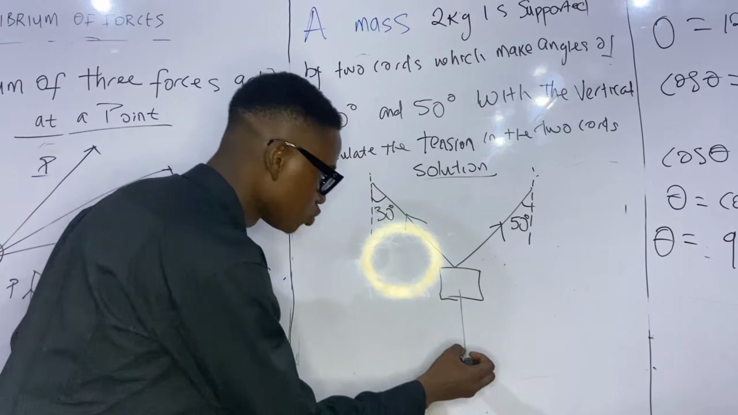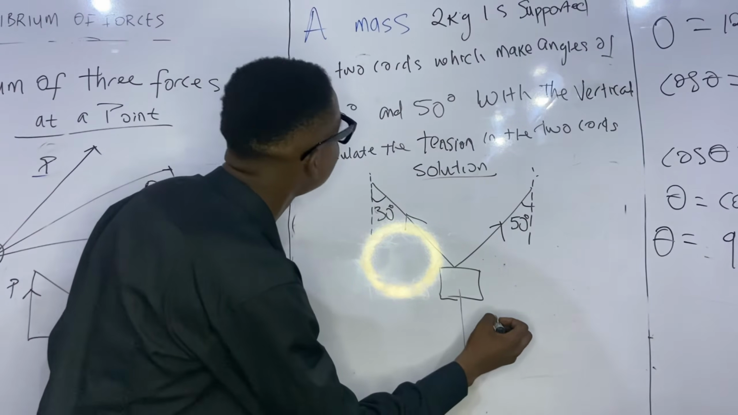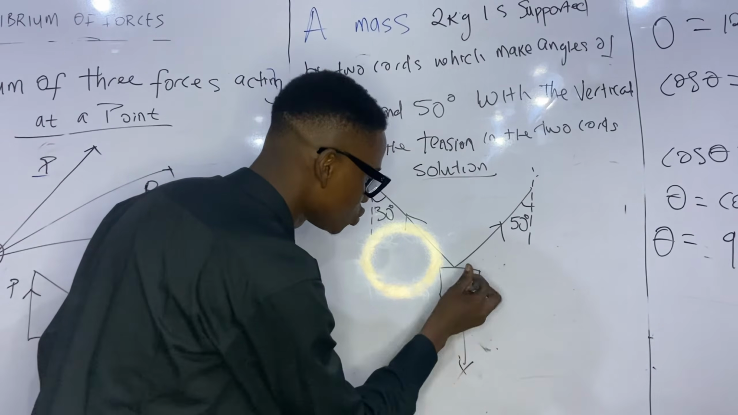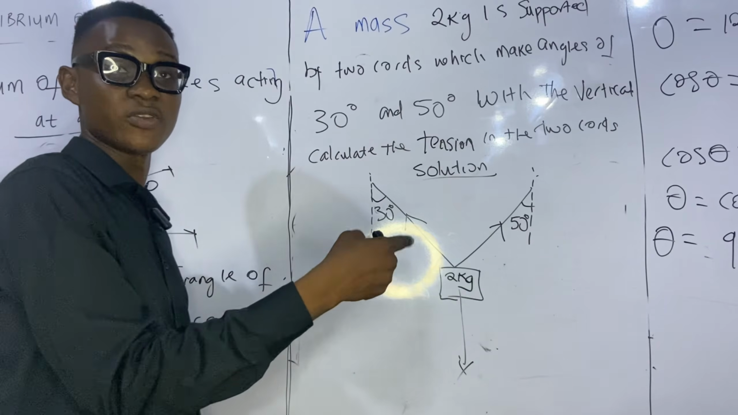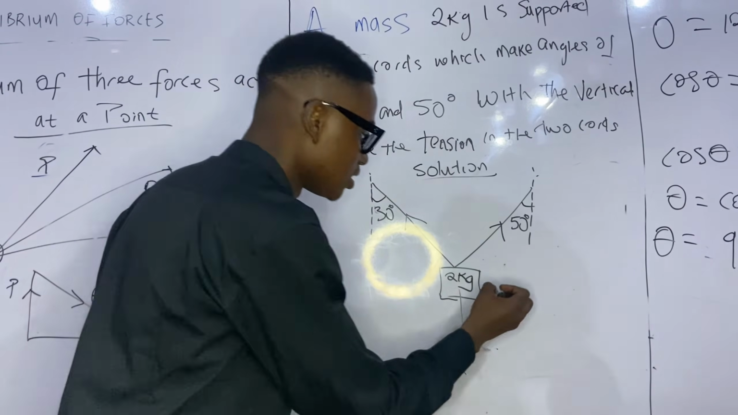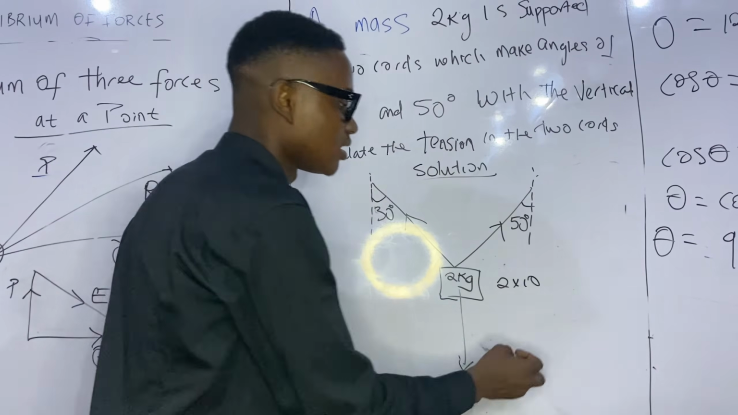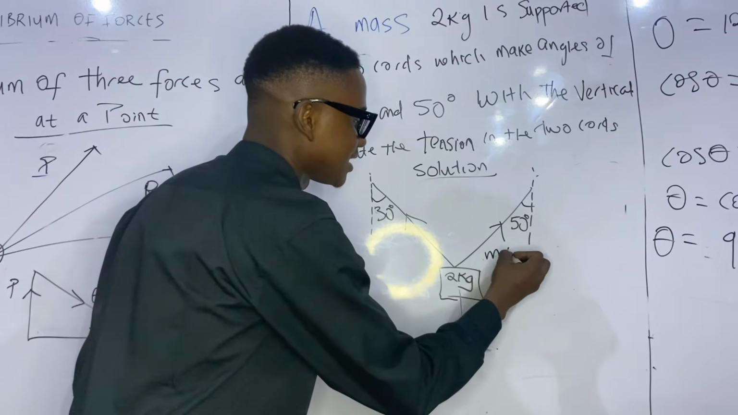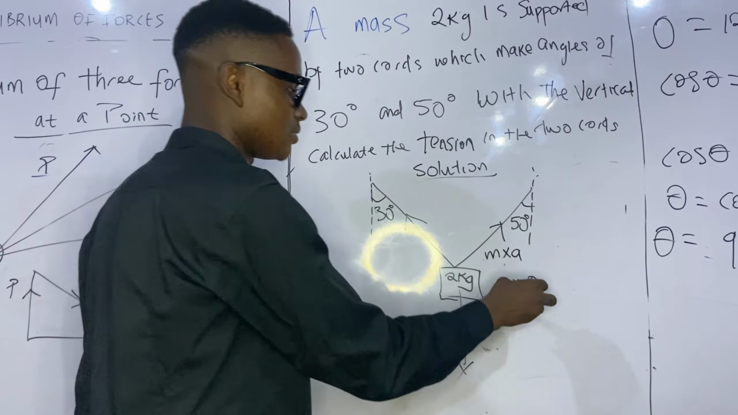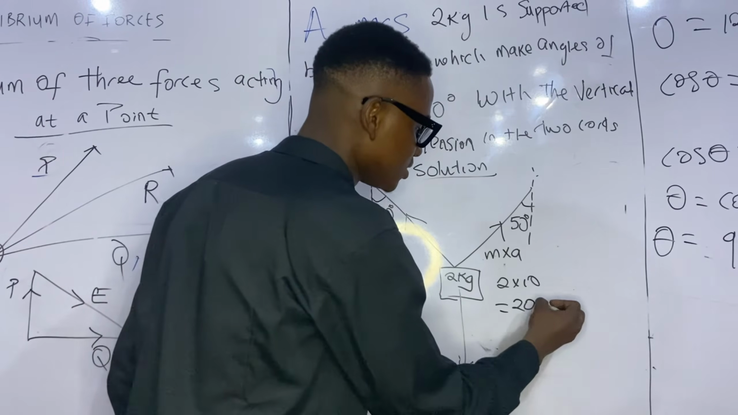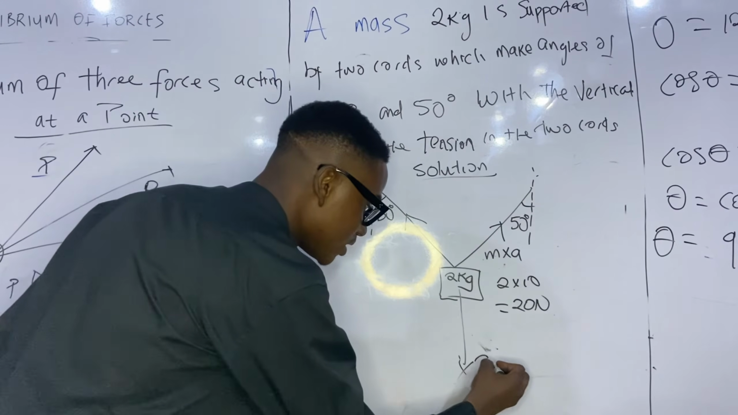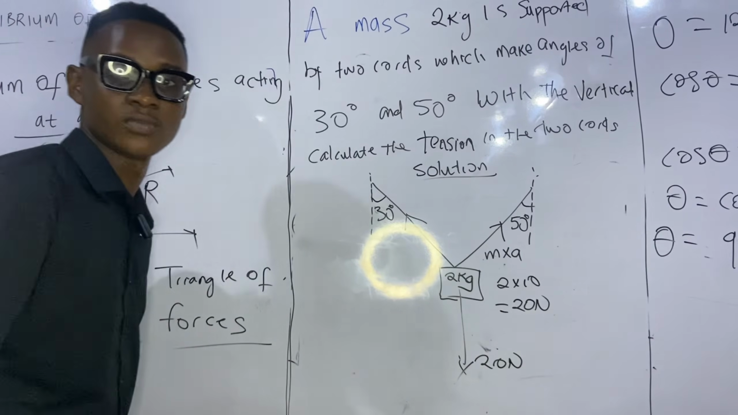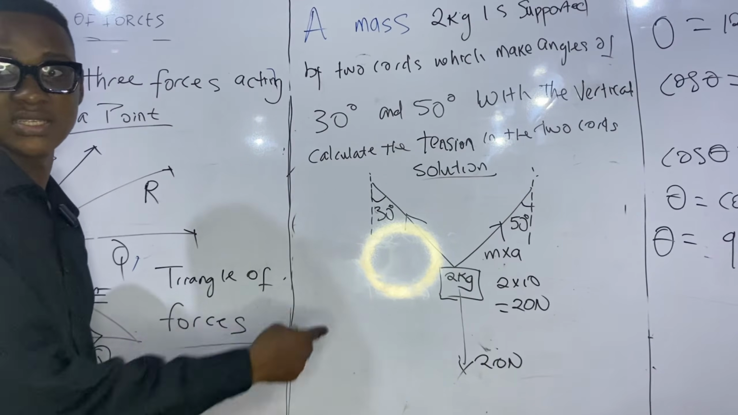The first force is this one. Now this mass is 2 kg, right? If you want to convert 2 kg to newton, I mean to a force, this is a mass, so it's mass times acceleration, 2 times 10. That will be 20 newton. That means the force that this mass is exerting is 20 newton. Do you understand? So we have three forces now.